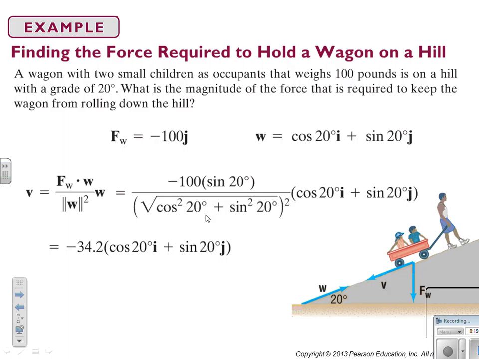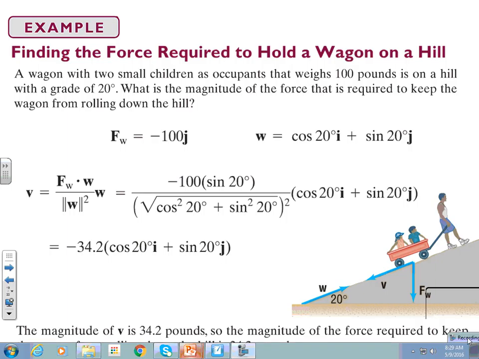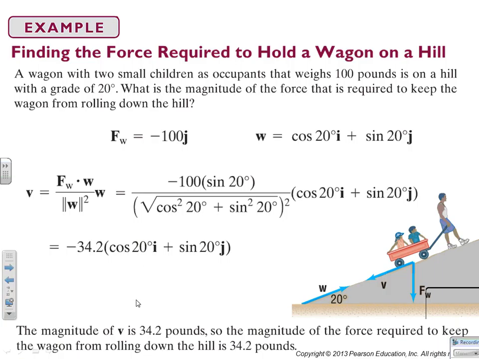You chug this into your calculator and you get negative 34.2 times cosine 20I plus sine 20J. The magnitude of V is 34.2 pounds. So the magnitude of the force required to keep the wagon from rolling down the hill is 34.2 pounds.